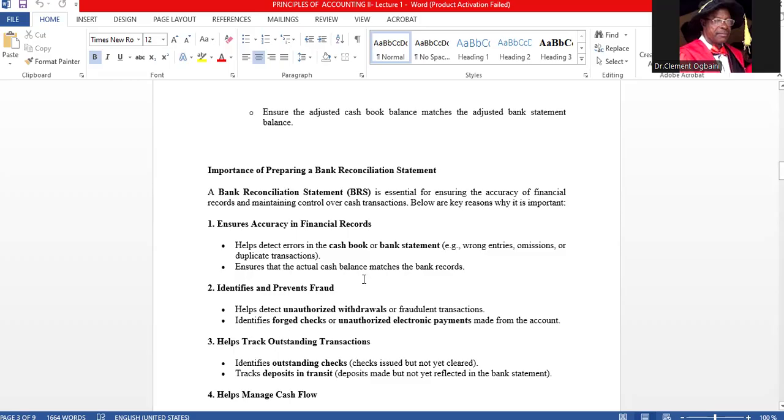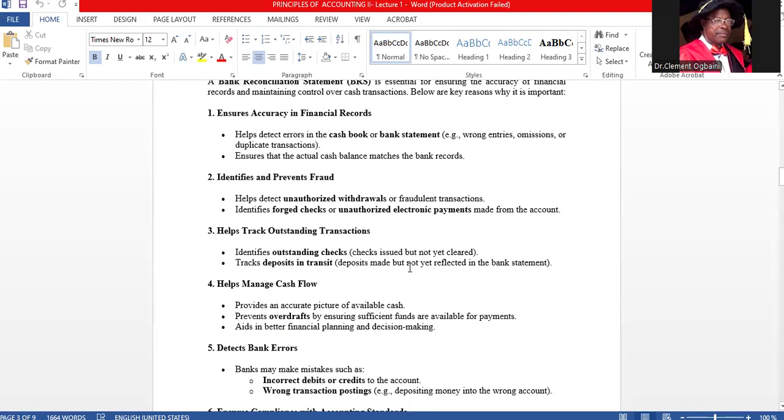So you use this bank reconciliation statement to ascertain that our bank transactions and our cash book record are in alignment, so as to make sure that we have done the correct job. The next is to prevent fraud. Bank reconciliation helps us to prevent fraud, and it helps us to track outstanding transactions.